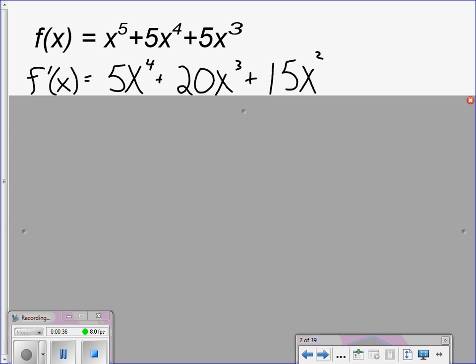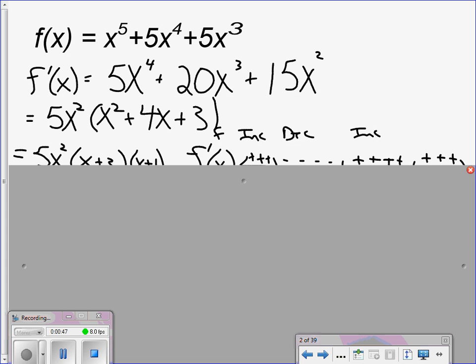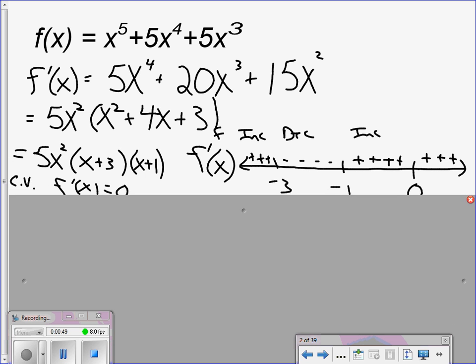Critical values, right? Where it's 0 or undefined, but this is always defined. So you had to set this equal to 0. How many critical values did you get? 3 of them? Let's see if you're right. So when you set this equal to 0, you got a factor to do that.